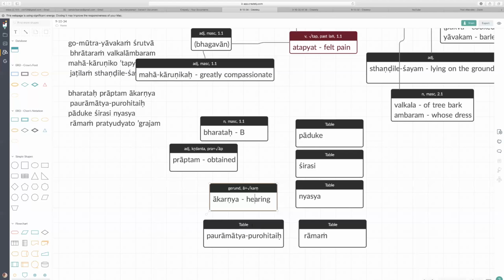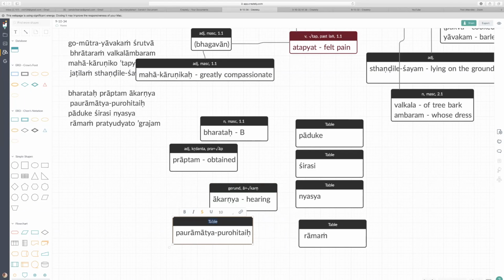Next. Pauramatya purohitaihi. Noun, masculine. Tell me the vibhakti. 3. 3.3. Aihi. If the word ends in a, like here purohita, then it will always be purohitaihi. And if the word ends in anything else but a, what would be the ending instead of aihi? Bhihi, yeah. So you always remember that: bhihi or aihi. This is third case plural. So purohita means a priest, and here they are plural.